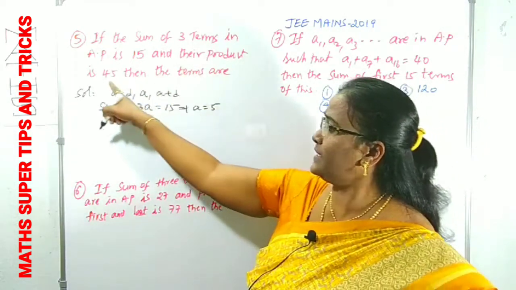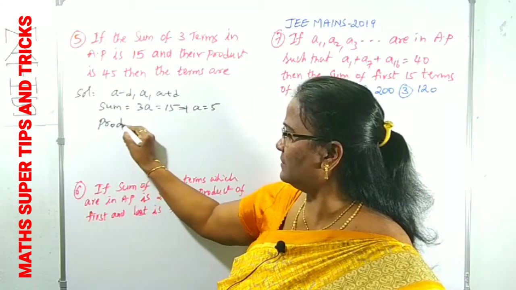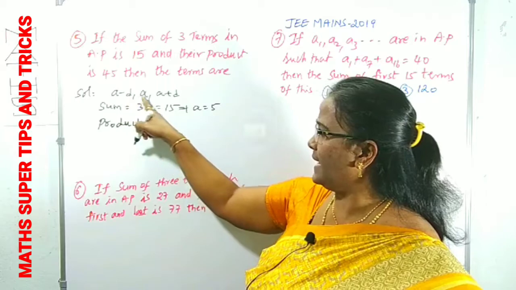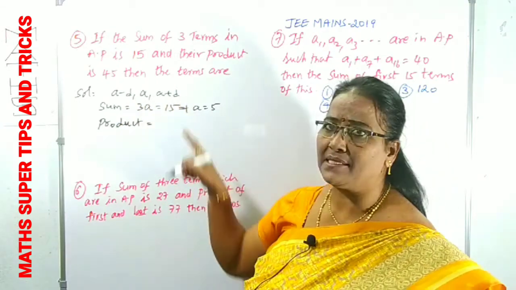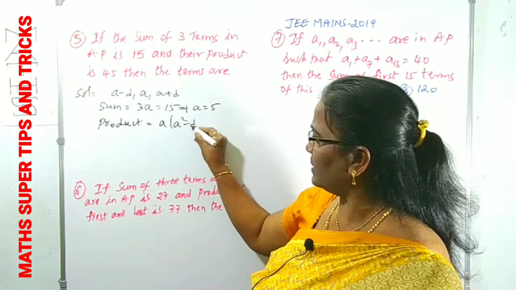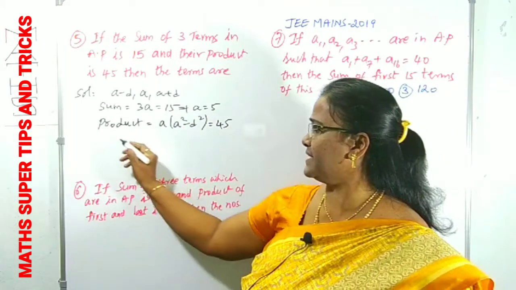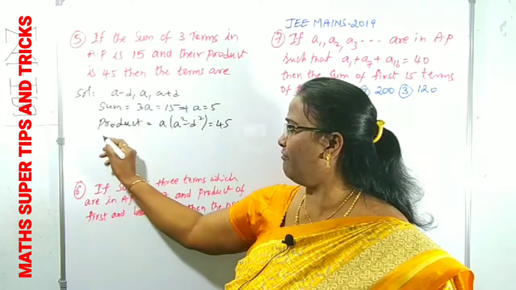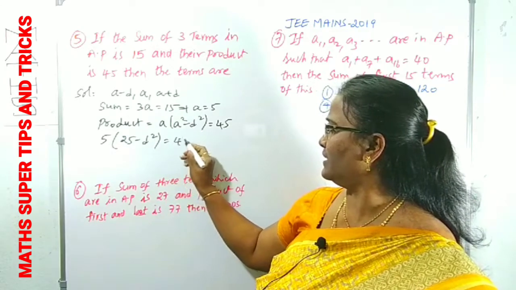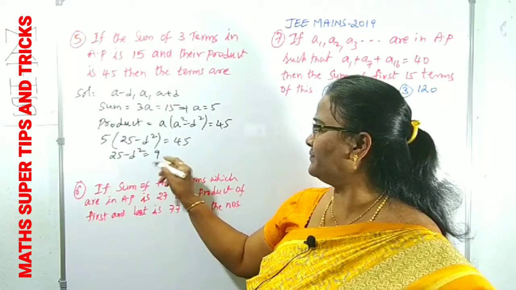And the product of them is also given as 45. What is product? Product means multiplication. You can take the product of these, a minus d into a plus d, simply a square minus d square, with a. a into (a square minus d square) is given as 45. Already the a value is 5. 5 times (25 minus d square) is equal to 45. So now 25 minus d square is equal to 45 over 5, which is 9, right?